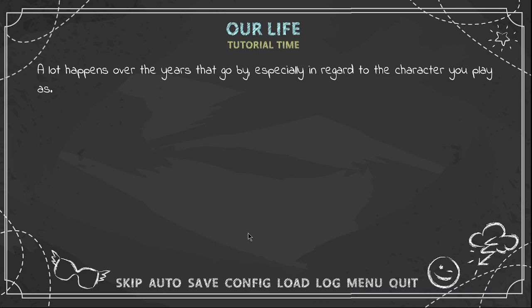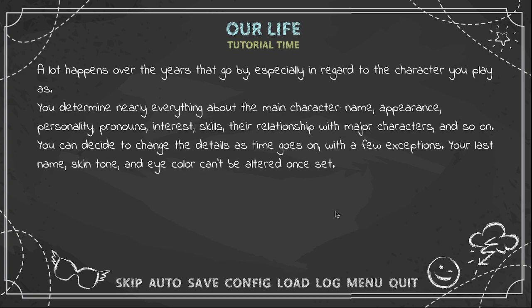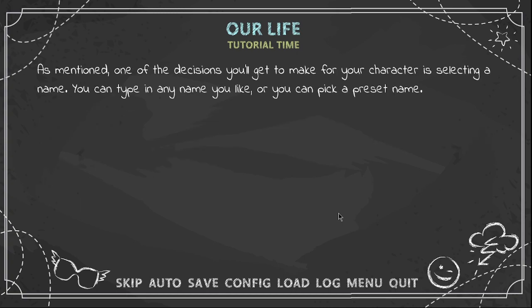A lot happens over the years that go by, especially in regard to the character you play as. You can determine nearly everything about the main character: name, appearance, personality, pronouns, interests, skills, their relationship with major characters, and so on. You can decide to change the details as time goes on with a few exceptions. The last name, skin tone, and eye color aren't altered in one step. Much of the MC's basic traits are determined on the character creation screen. As the MC grows up, more options will become available on the screen.